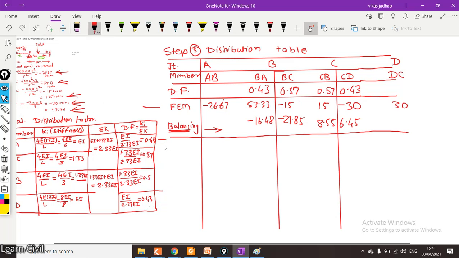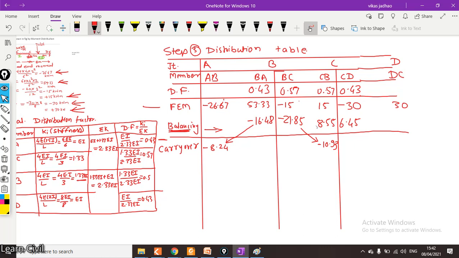So what we will be doing now is carryover. Half of this moment will be transferred here. So the moment transferred here will be minus 16.48, that is minus 8.24 kilonewton meter. Half of this 21.85 kilonewton meter moment will be transferred to CB, that will be minus 10.93.